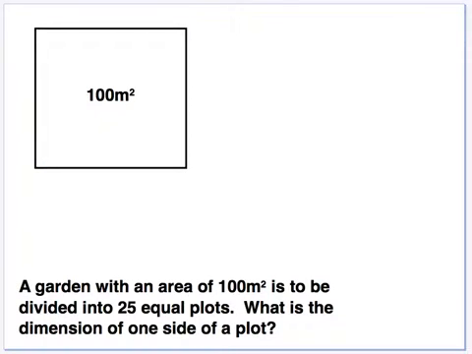Let's break it down. Imagine there's a communal garden that's 100 square meters. So it's a pretty realistic question, and there's 25 tenants, and every tenant wants to have their own little square plot. So everybody gets their own little square plot, like that, right? And what we're actually looking for is the dimension of one side of one plot, or this side of the plot. That's what the question is actually asking us for.